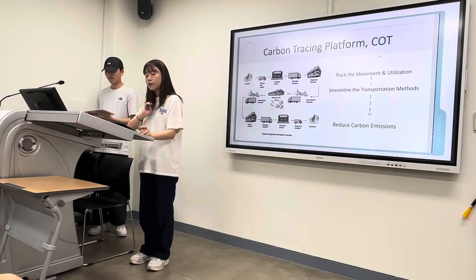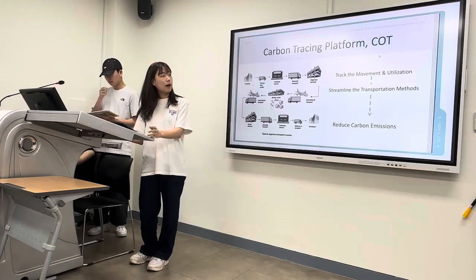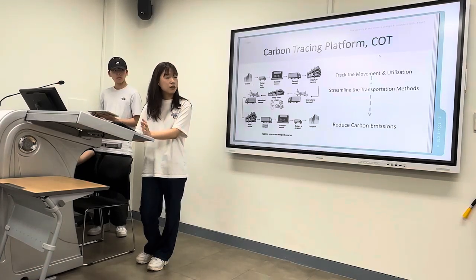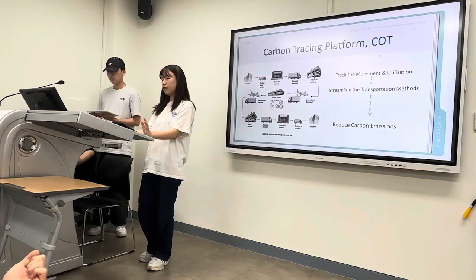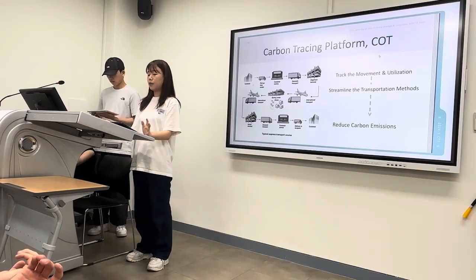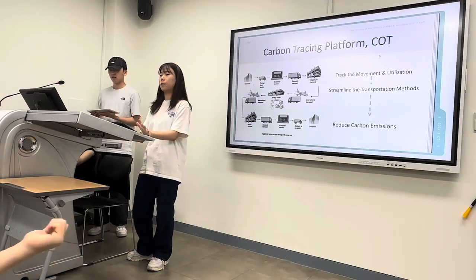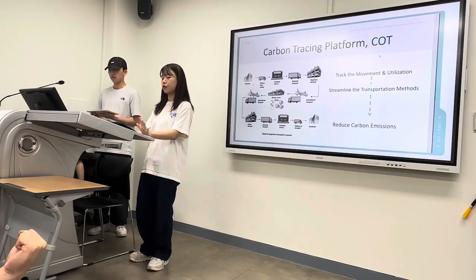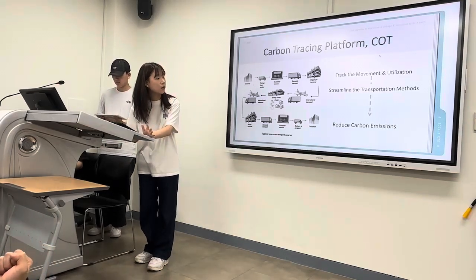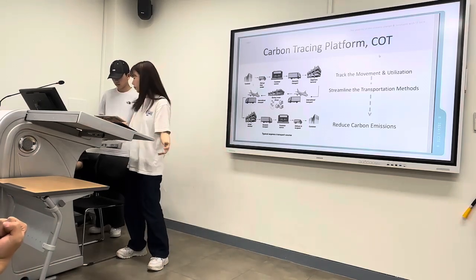An example of blockchain is the carbon tracing platform COT developed by MNBI. This system tracks the movement and utilization of material and minerals. Through this, it is possible to figure out how much carbon is emitted from mining to product manufacturing. Using this data, it is possible to streamline the transportation methods, and finally, we can reduce carbon emissions.